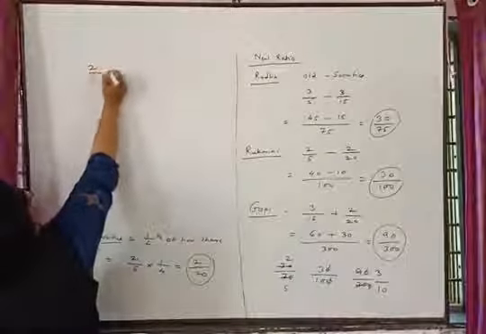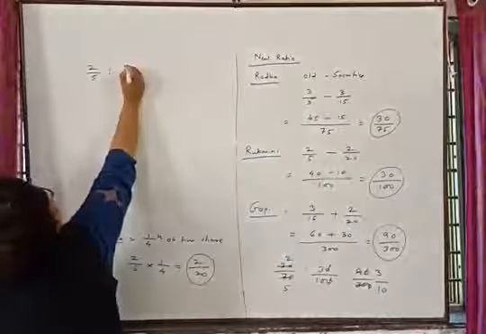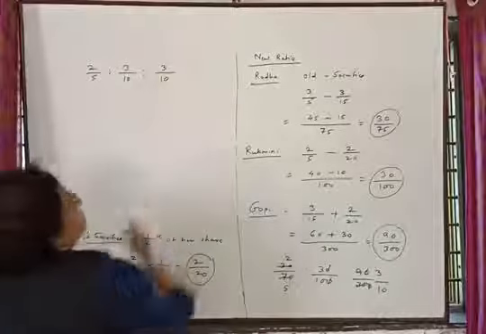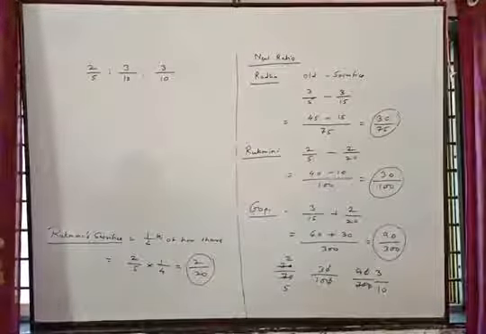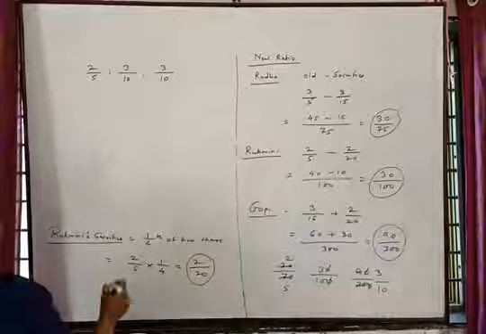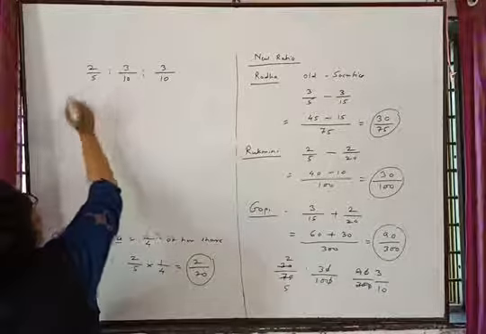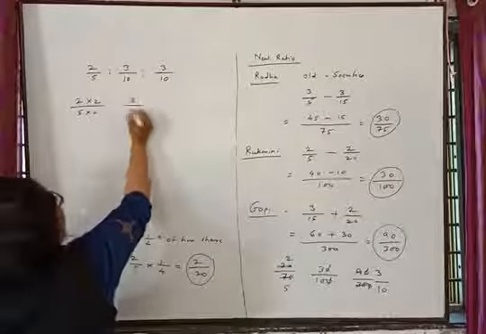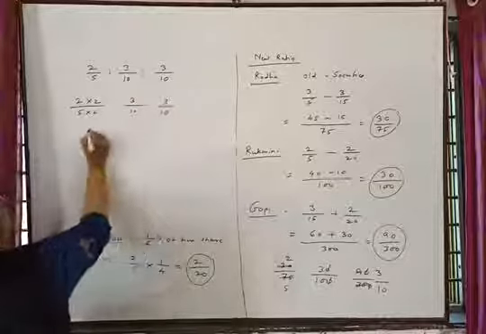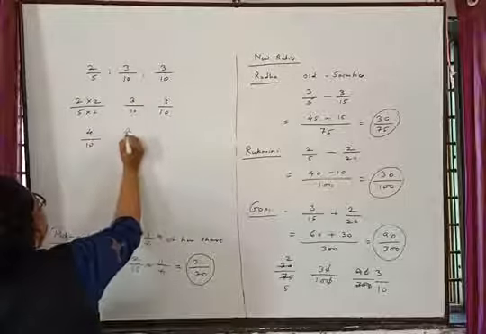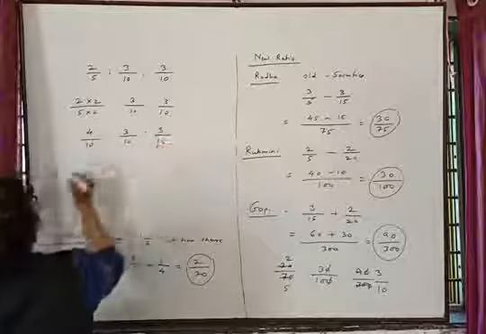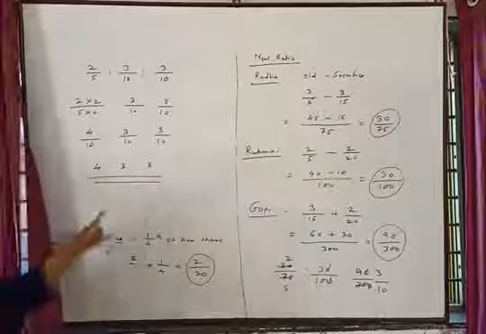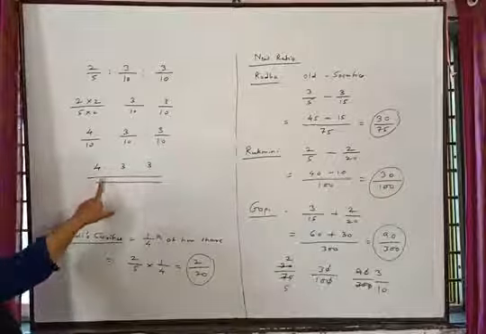Two upon 5, 3 upon 10 and 3 upon 10. So we can make the denominator 10. So 4 upon 10, 3 upon 10 and 3 upon 10. It means 4 is to 3 is to 3. So new profit sharing ratio of Radha, Rukmini and Gopi will be 4 is to 3 is to 3.